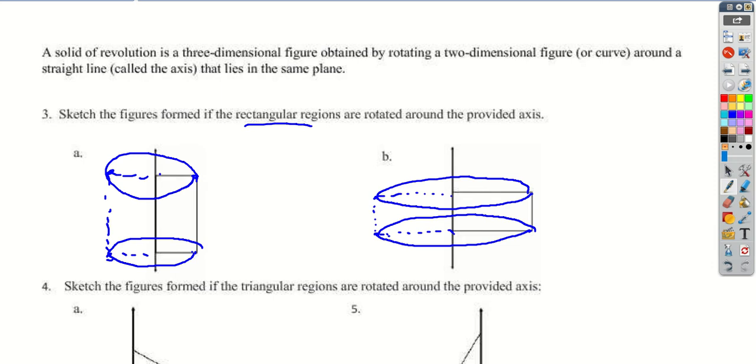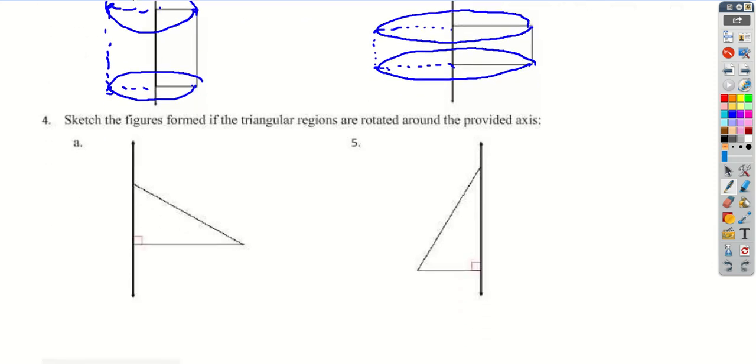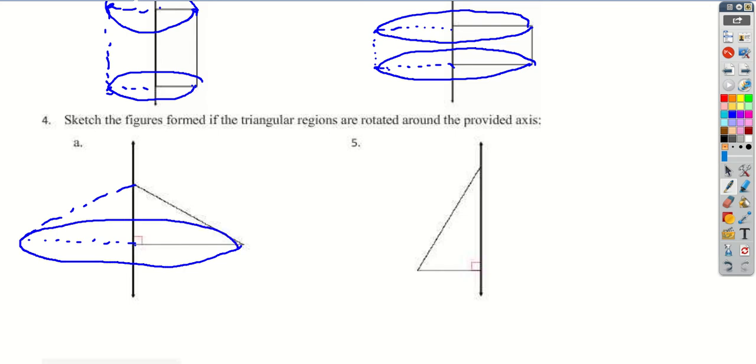Okay, so this one's kind of wider, the other one's narrower. So if I take a triangular region, the same thing's going to happen. This is going to reflect over on the other side here. And then this vertex is going to take this path around here. And you can see that we're essentially going to get a cone. I'm just going to flatten this out a little bit more. So fix that shape right there. You can see we're going to get a cone.